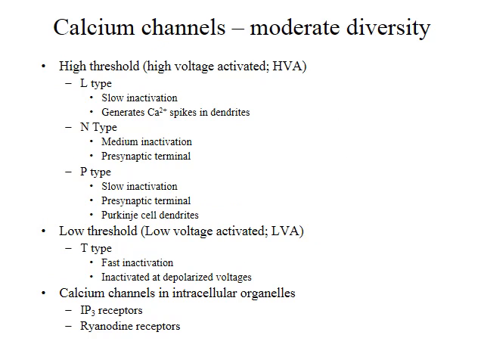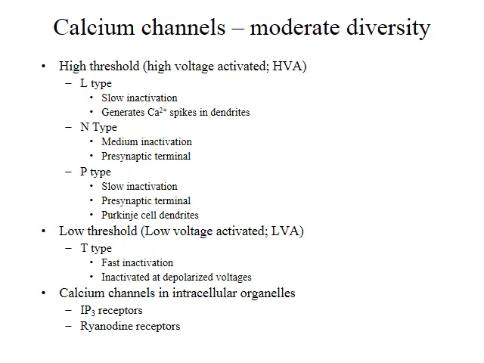We now turn our attention to voltage-gated calcium channels, which are found in moderate diversity in neurons. There are more different types of calcium channels that are expressed in neurons than sodium channels, but there are fewer types of calcium channels found in neurons than there are potassium channels. Calcium channels can be divided into high threshold and low threshold channels.